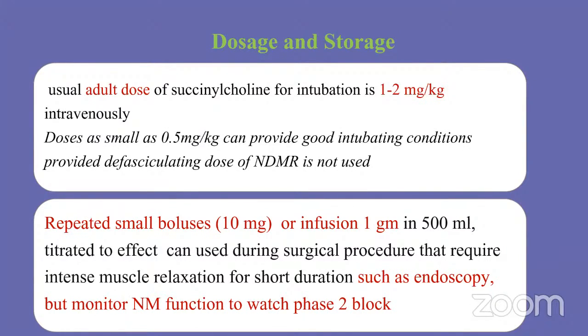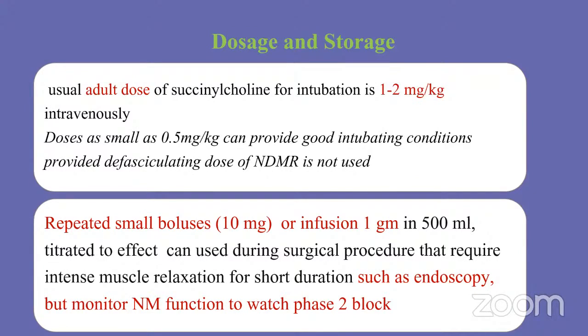A repeated small bolus of 10 milligrams, or an infusion of 1 gram in 500 ml or 1 liter of normal saline titrated to effect, can be used during a surgical procedure that requires intense muscle relaxation for a short duration, such as endoscopy. But make sure to monitor neuromuscular function to watch for a phase 2 block. There is also a chance of bradycardia during these prolonged infusions or repeated bolus doses because of the formation of succinylmonocholine, which affects the SA node.